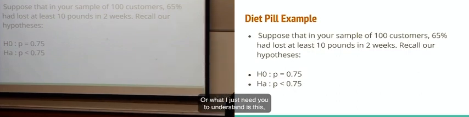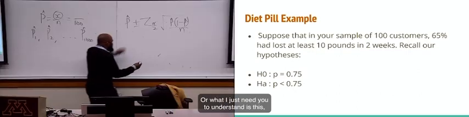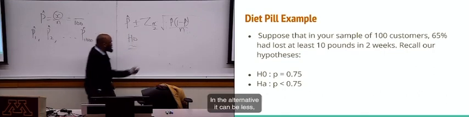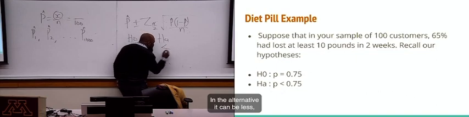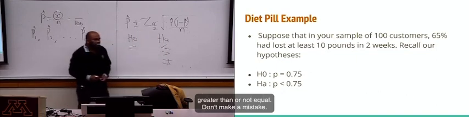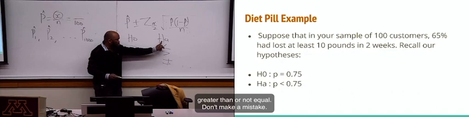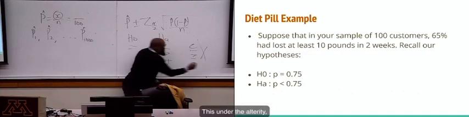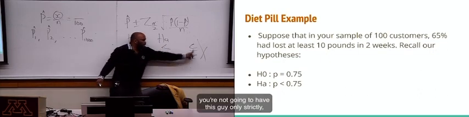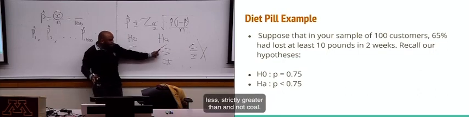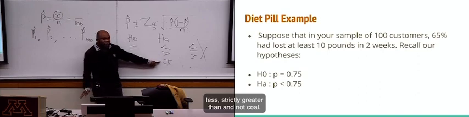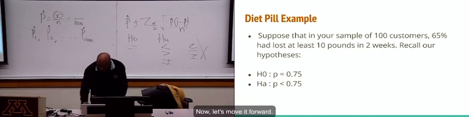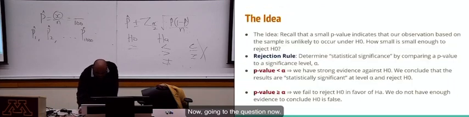All I just need you to understand is this. On the null hypothesis, it's always going to be an equality sign. In the alternative, it can be less than, greater than, or not equal. Don't make a mistake. Under the alternative, you're not going to have this one. Only strictly less than, strictly greater than, and not equal. And the null hypothesis is always going to be an equality sign. Now, let's move forward. Going to the question now.